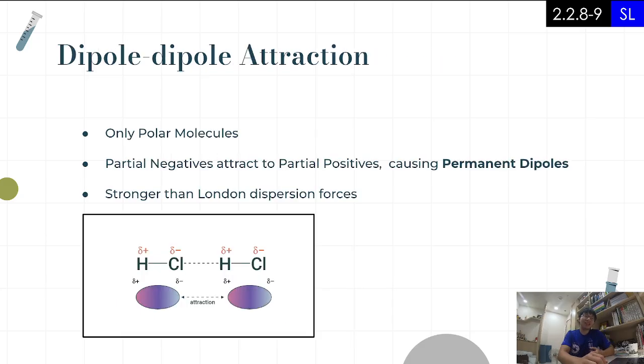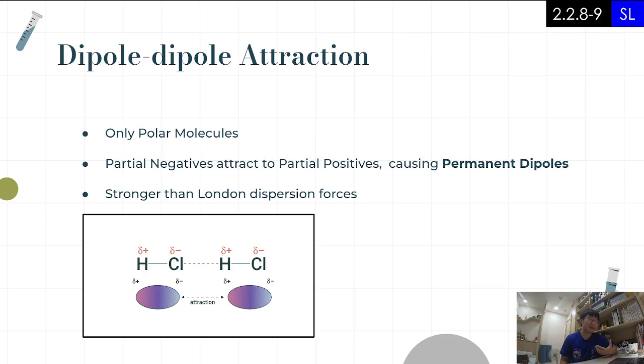The next one that's going to come up is dipole-dipole attraction. It only works for polar molecules. Polar molecules have polar bonds, right? And polar bonds have dipoles. So basically, on dipoles, there's a partial positive charge and a partial negative charge. When two of these polar molecules come close to each other, the partial negative will attract the partial positive. So these will cause permanent dipoles, and it's significantly stronger than London dispersion forces.